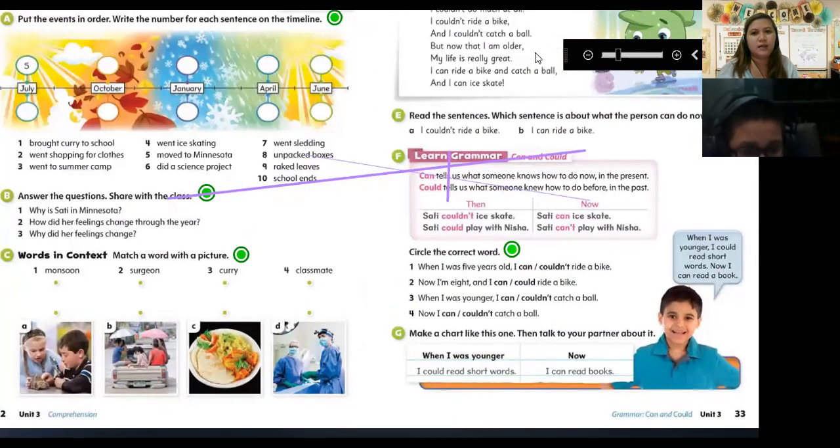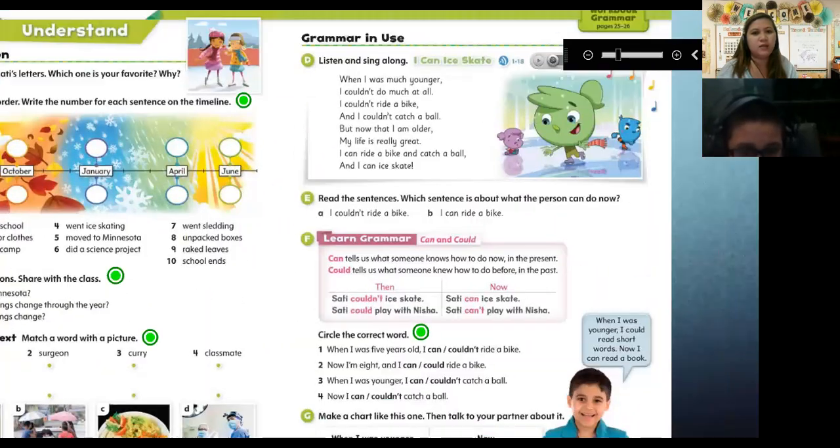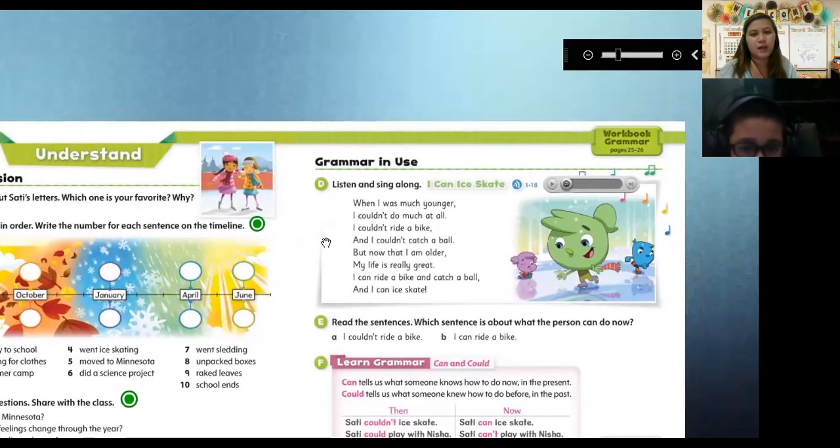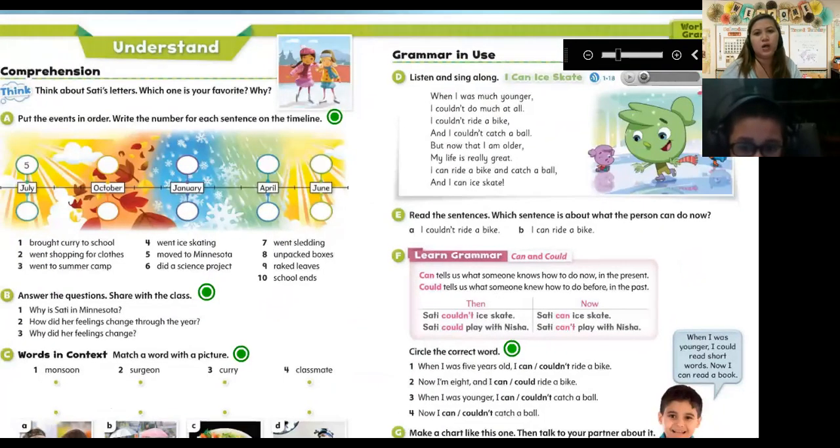Okay, so that's it. What happened to Shanti in the letters to a friend? Okay, so here I want you to listen and you can sing along. Page 33. Okay. Grammar in use. D. Listen and sing along. I can ice skate.